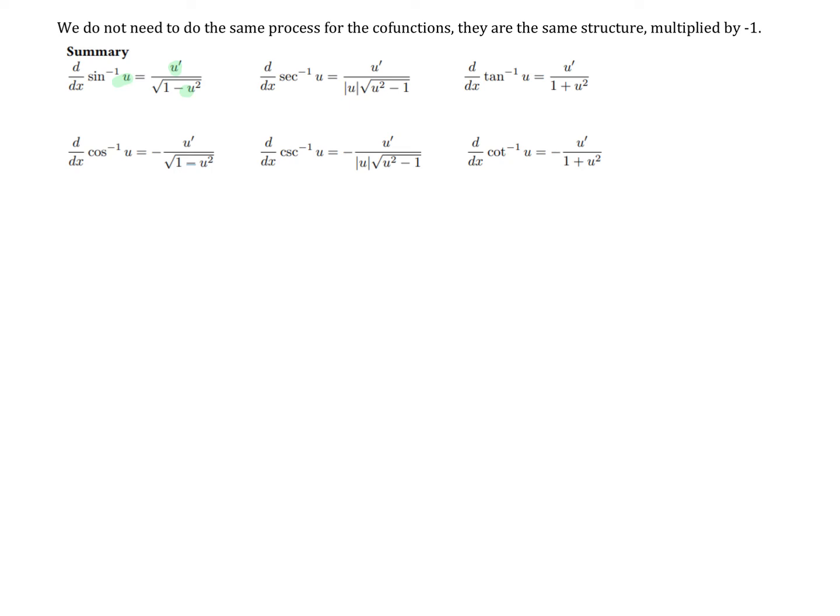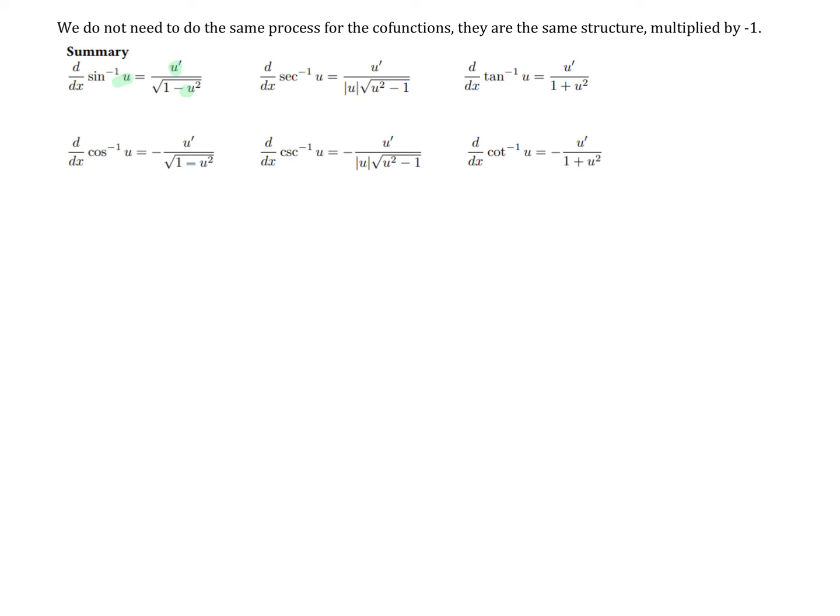So now that we can see them, cosine is exactly the same as sine, except there's a negative, and I'm actually usually going to put that negative up in the numerator. Cosecant is exactly the same as secant, except it's opposite in sign. Cotangent is exactly the same as tangent, except it's opposite in sign. So we don't need to do the same proofs or even really memorize something different other than that they're all off by a scale factor of -1.